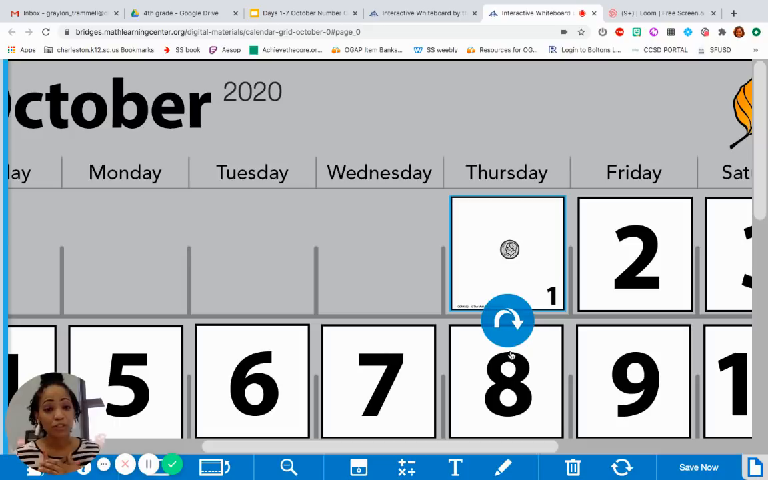Like if you were talking about Miss Trammell, my name is Miss Trammell. My name is also Mom to my kids. My name is also Graylin to my parents. So how would I name this dime? What is it?